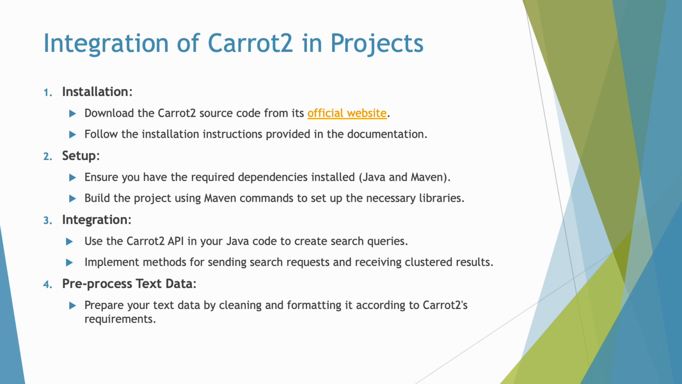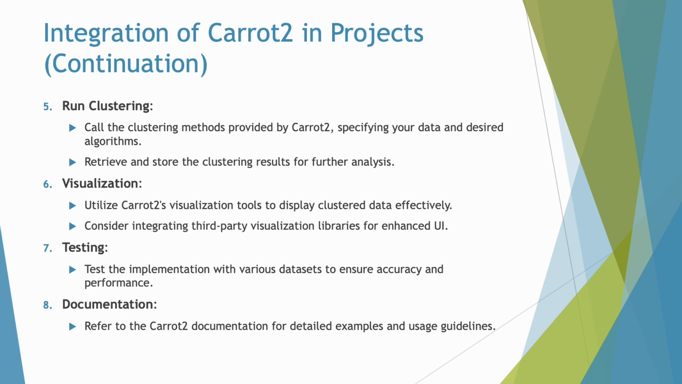Now we have everything set up to send requests and receive the responses. We should work on the request input. For this, we need to pre-process the text data according to the Carrot 2 requirements. Now we can run the clustering by calling the clustering methods provided by Carrot 2, specifying the data and desired algorithms. We can also utilize the Carrot 2 visualization tools for displaying the clustered data more effectively by integrating third-party visualization libraries. We can now test the implementation using various datasets and check the results. For more detailed examples, please feel free to refer to the Carrot 2 documentation.